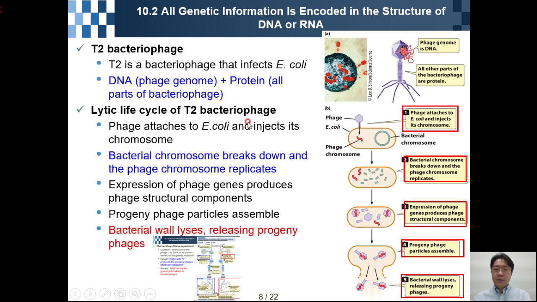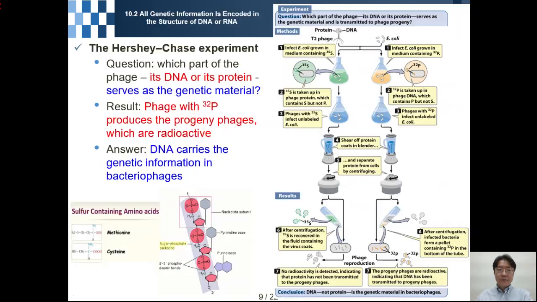So the important thing is that after they finish the lytic life cycle, the bacterial wall lyses and then progeny phages are released. Okay? So in this slide, I will explain the Hershey-Chase experiment. The question was which part of the phage, DNA or protein, serves as genetic material. To answer the question, they did an experiment.